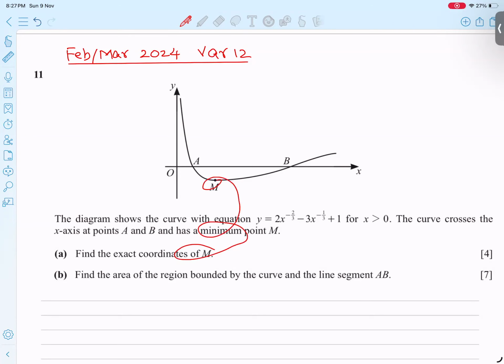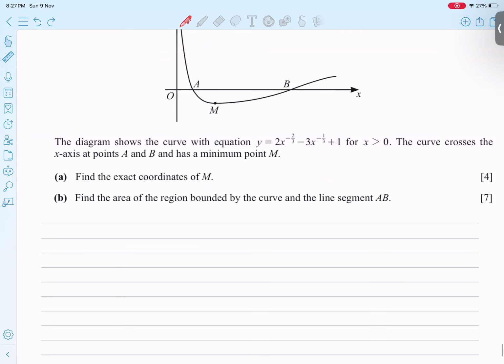At a minimum or maximum point, we always have a tangent parallel to the x-axis. It has a zero gradient, and gradient means the derivative is zero. So step number one, we'll go for the derivative. Let's try 2x to the power negative 2 by 3. So let's start.